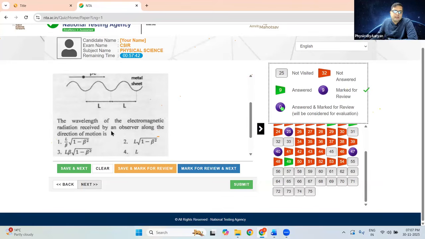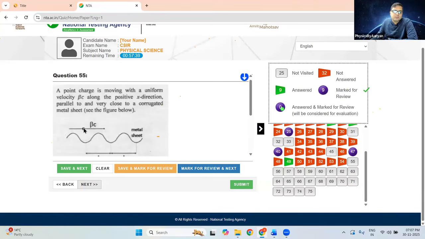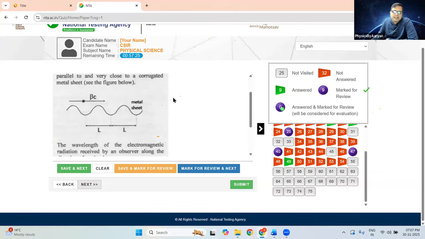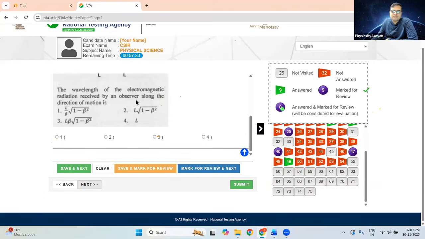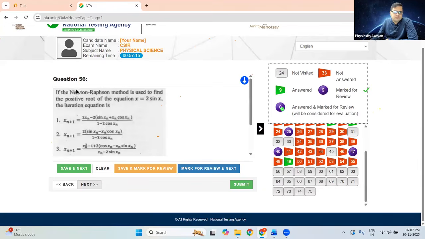The wavelength of the electromagnetic radiations received along the... something new I can read. So you don't have to go so fast. I'm going fast to compile up the class, but otherwise you can think about it. A point charge is there, moving with beta c velocity along x-axis. Metal sheet is there, so many concepts are getting mixed. Radiation is there, metal sheet is there, charge is there, so not a direct formula based question, so no need.